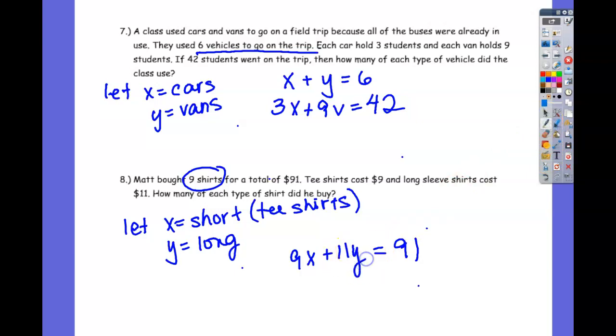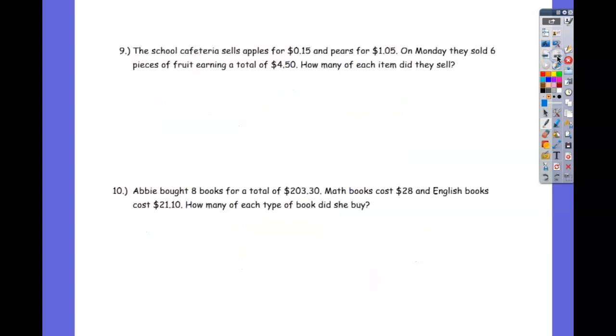And then your second equation, because he's buying 9 shirts, it would just be X plus Y is equal to 9. Again, there's the 2 equations, 2 variables. All you need to do is solve it. Substitution would be easy, or elimination. Either way would be fine.